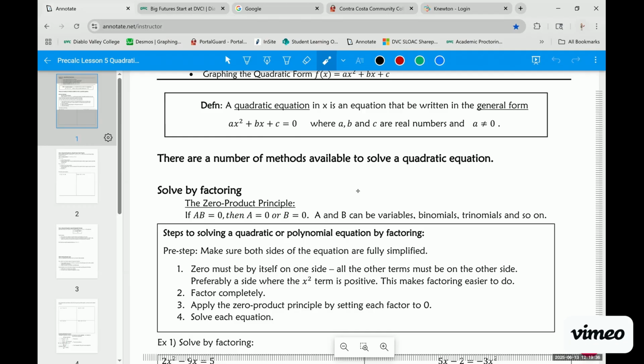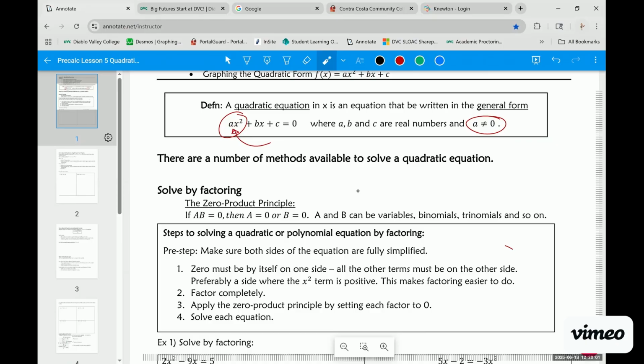The main categorization that matters is that a is not 0. In other words, there has to be the squared term. That's what makes something quadratic. Remember, when we didn't have that term and it was just bx plus c, that was linear. The x squared term is what makes something quadratic.